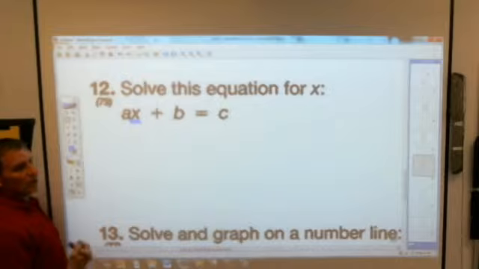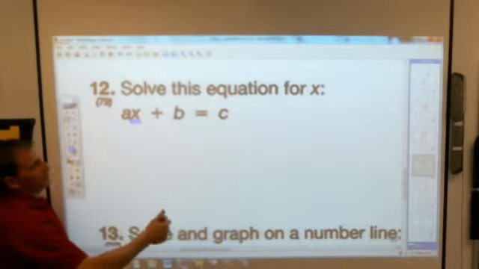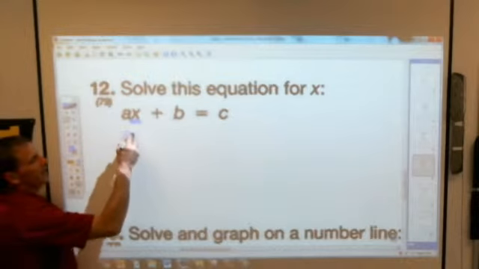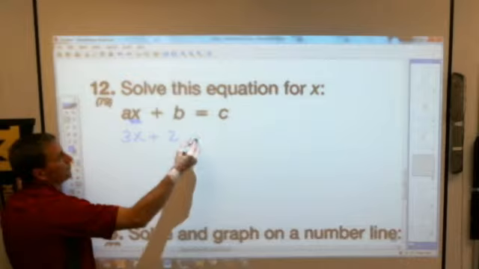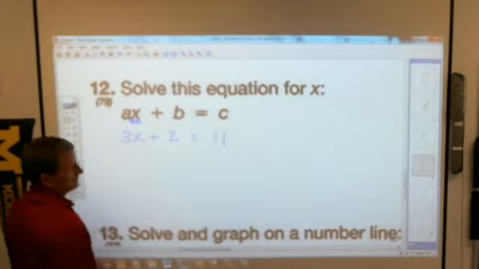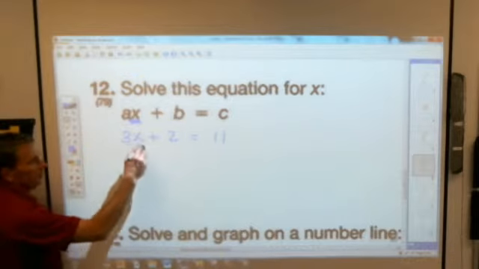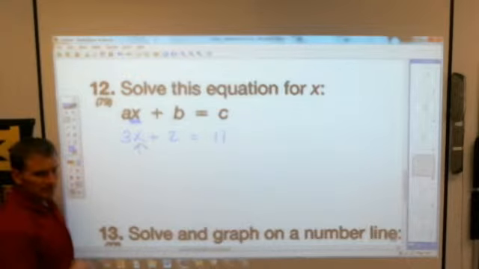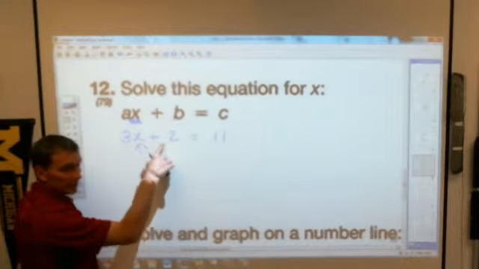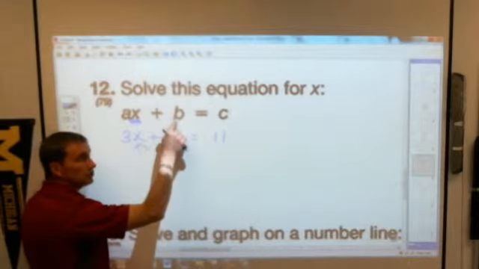Always think about what you would do if it was just a normal equation that had numbers in it. In other words, if this was 3x plus 2 equals 11, and you were asked to solve that still for the letter x, what would be the first thing you would get rid of? What do you do first? Subtract the 2, right? You want to get it over there. Well, that's the same thing here, except it's not a 2, it's the letter B.